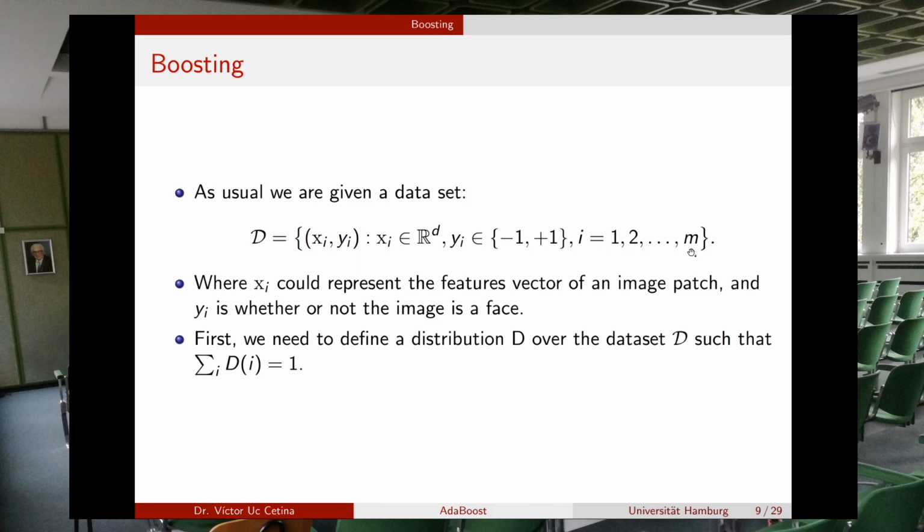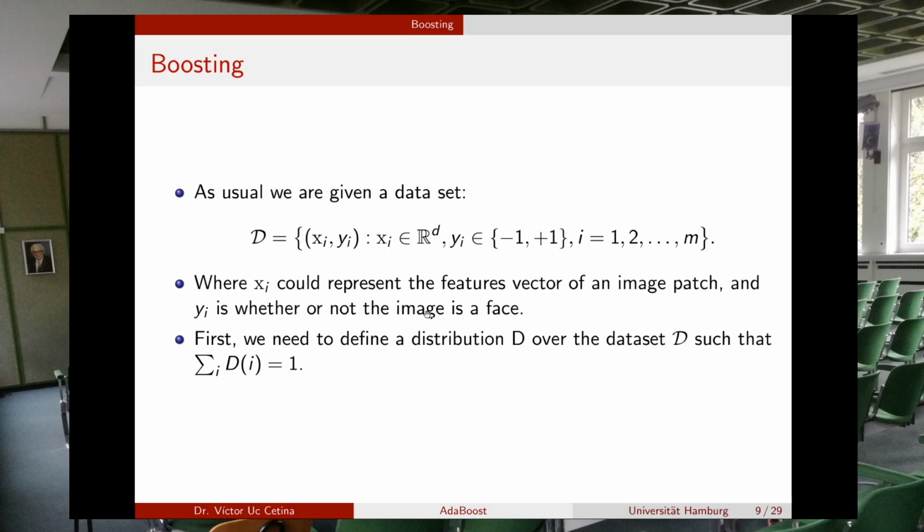So we are considering m examples, where this x represents a features vector of an image patch. This example is going to be applied to images. That's why here I am considering that this vector x will contain features taken or processed from images. And y is whether the image is a face or not a face. So this example will be about detecting faces on images.